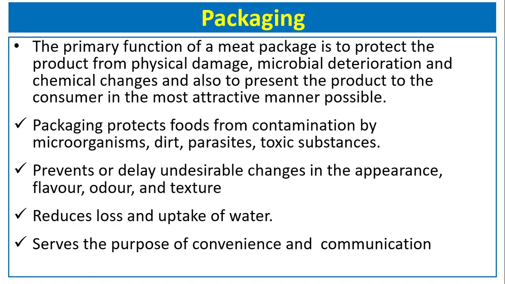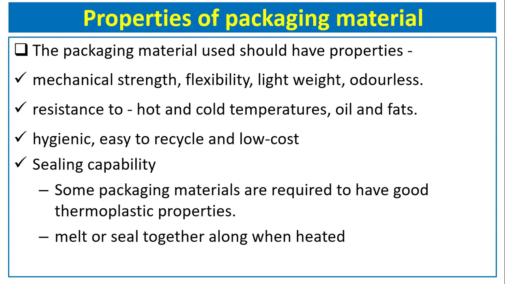Packaging. The primary function of a meat package is to protect the product from physical damage, microbial deterioration and chemical changes, and also to present the product to the consumer in the most attractive manner possible. Packaging protects food from contamination by microorganisms, dirt, parasites and other toxic substances. It prevents or delays undesirable changes in the appearance, flavor, odor and texture. It reduces loss and uptake of water. It serves the purpose of convenience and communication.